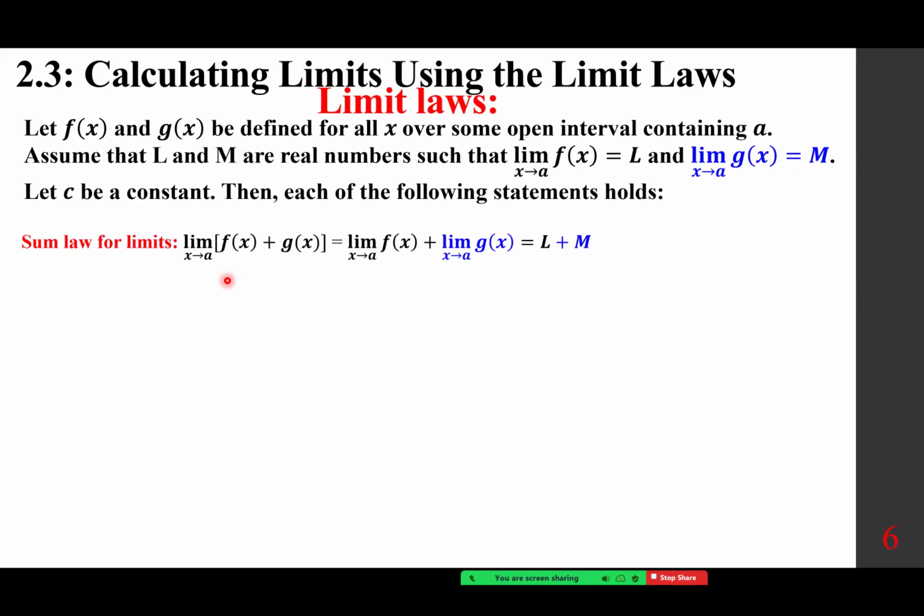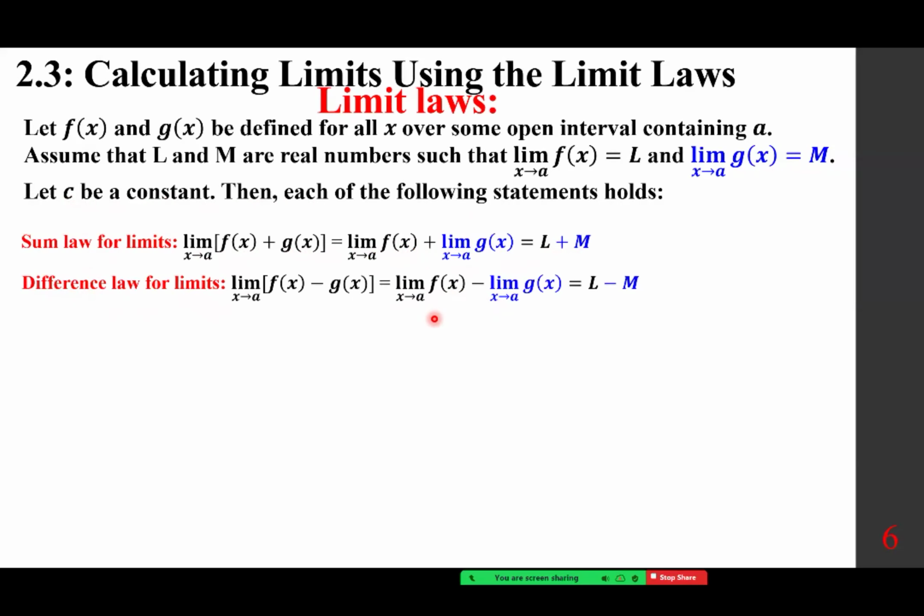Sum law of limits: limit of f of x plus g of x as x approaches a is limit of f of x as x approaches a plus limit of g of x as x approaches a, that means L plus M. In other words, the limit of the sum is the sum of the limits. This is the same thing, but difference law of limits. Limit of f of x minus g of x is limit of f of x as x approaches a minus limit of g of x as x approaches a. So that's the difference.